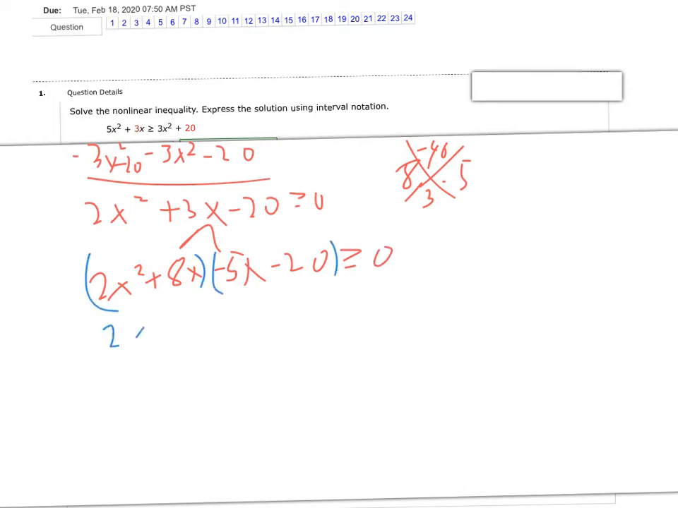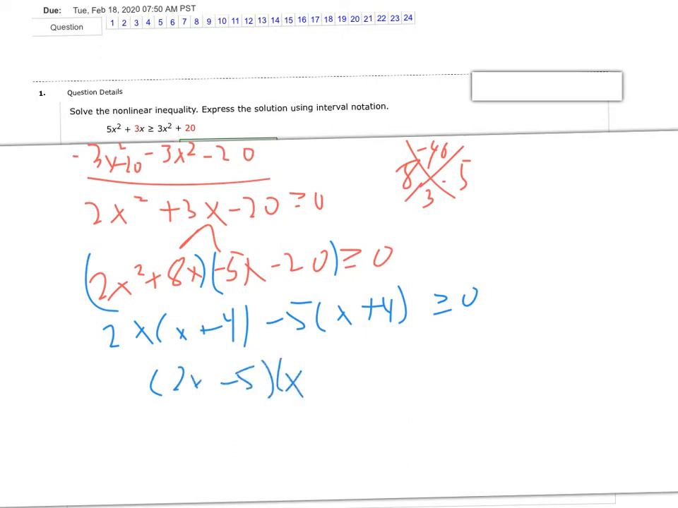So then I get 2x times x plus 4 minus 5 times x plus 4. Since I took out that negative, they're both going to switch. All right, so then we get negative 4 right here. Oops, I kind of skipped a step there. Hold up. So I need to write this then as 2x minus 5 times x plus 4.